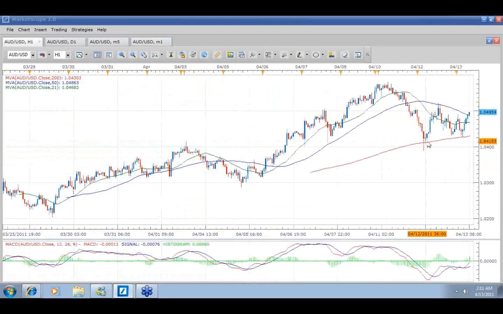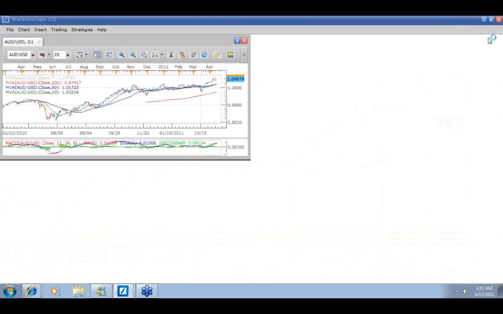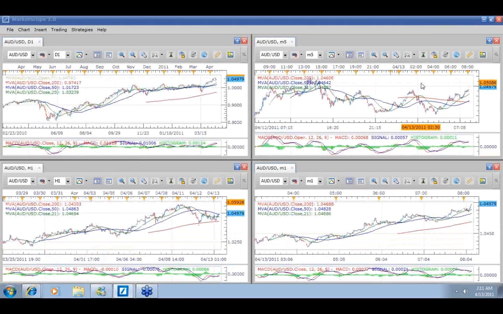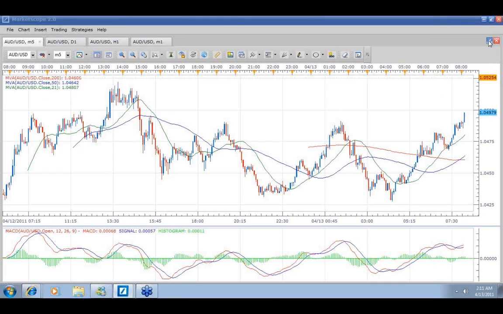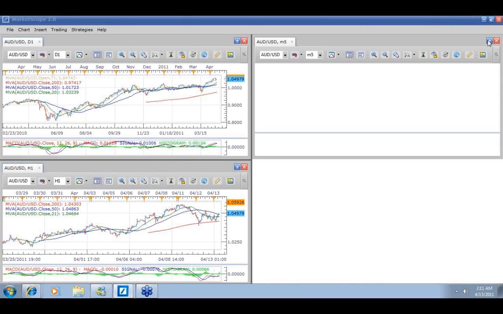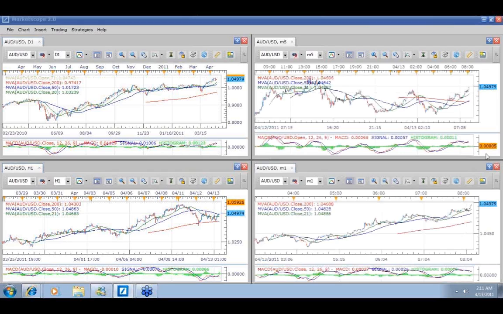It's gotten some support, going back above its 50, so it's continuing to chug along. On the 5 minute, it's above all of its moving averages, the 200 period, the 50 period, and the 21 period, which are all denoted over here on the left-hand side. And it's in good shape and accelerating here.